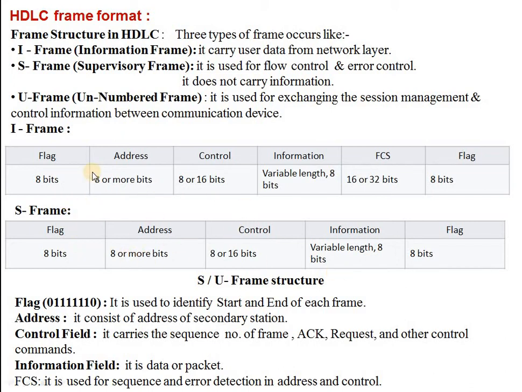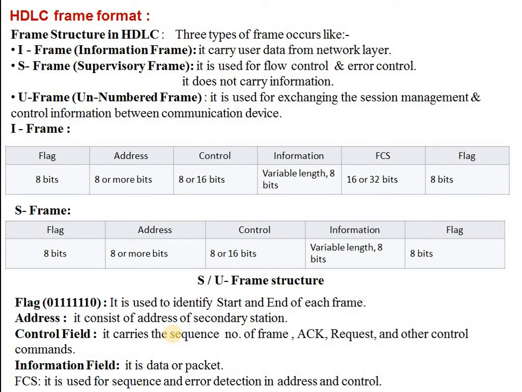Now we will see the meaning of each and every field. Flag: the flag is 8-bit, it is always fixed, the pattern being 0, six 1s and 0. The flag is used to identify the start and end of each frame. Address consists of the address of the secondary station. Control field carries the sequence number of the frame, acknowledgement requests and other control commands. The last one is the information field that contains the data or packet information.